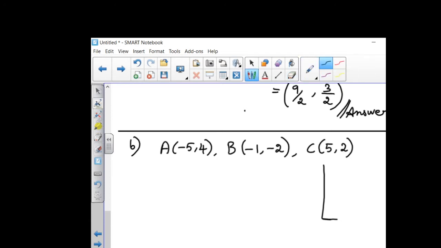Isosceles triangle means two sides are equal. It is as well a right angle triangle. Right angle triangle means it's a 90 degree. Okay, so you can take it as a right angle triangle. Isosceles right angle triangle. So what do you get?